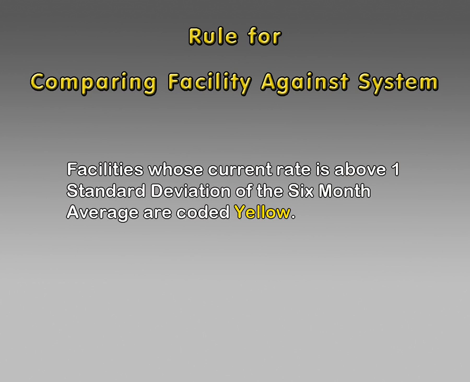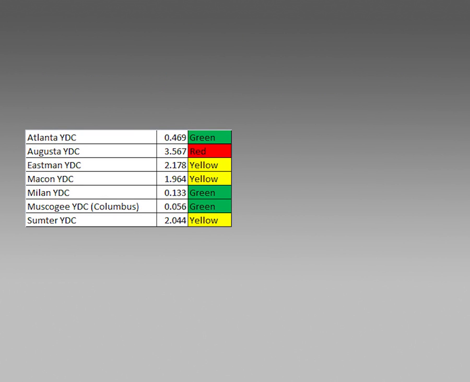If the facility's current self-harm rate is more than 1 standard deviation but less than 2 standard deviations above the 6-month average, that facility would be coded yellow. Finally, if a facility's rate is less than 1 standard deviation or is below the 6-month average for all facilities during the past 6 months, that facility would be coded as green. The application of that set of rules to YDCs produces the following dashboard.